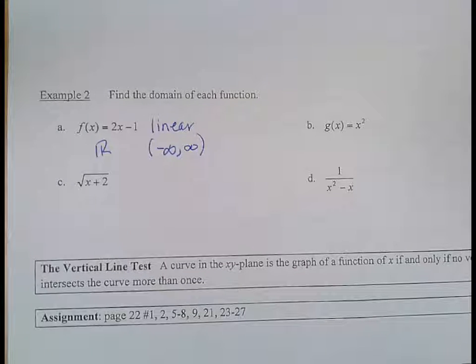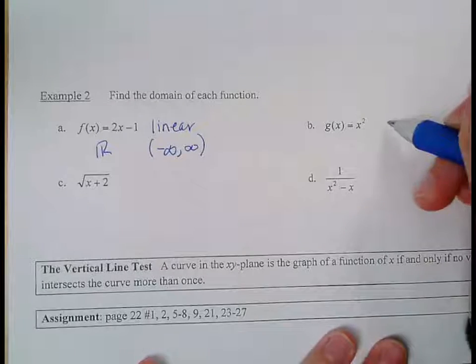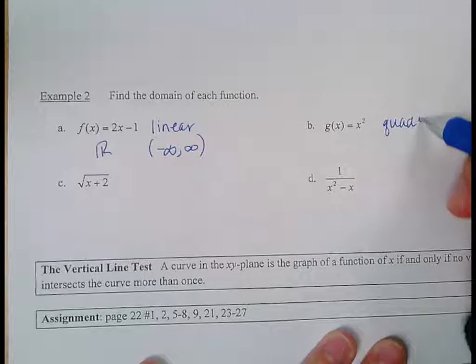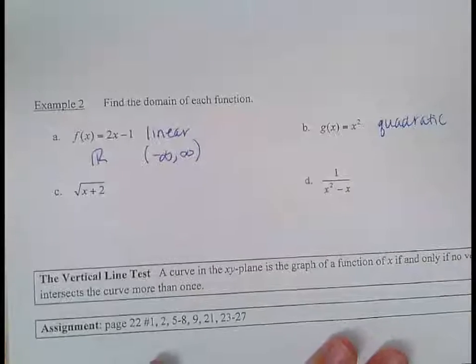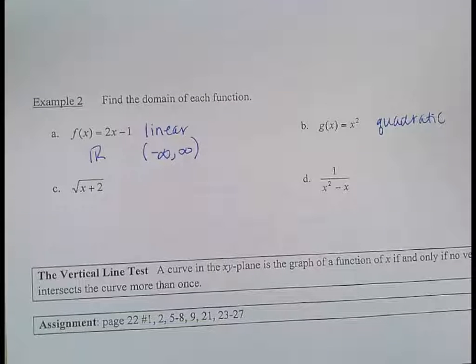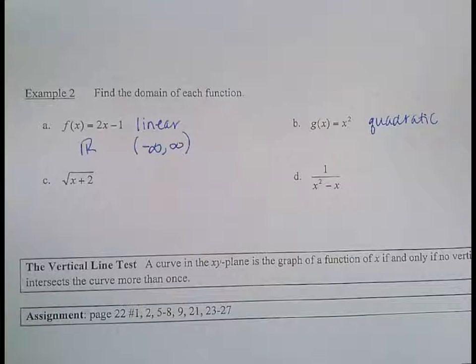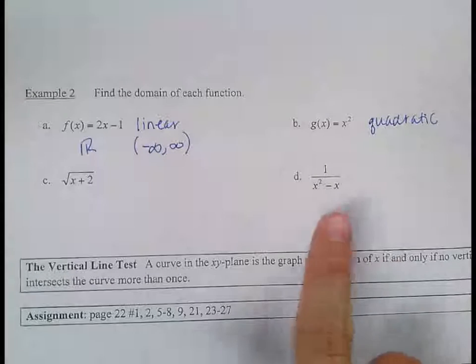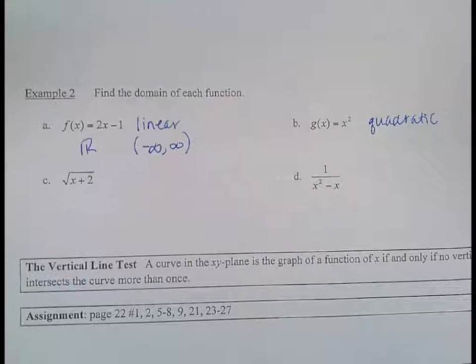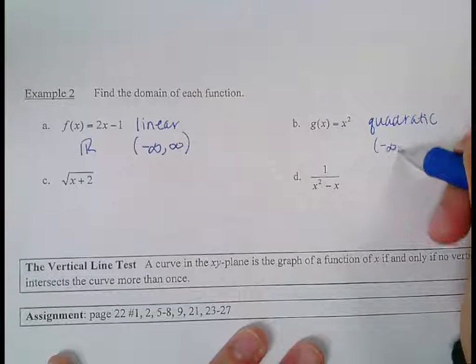Yes, b is quadratic because you have an x squared. And all quadratic functions have the same domain as well, which is what? That'd be the range. But they all, well, they don't all have that if it's shifted, but that would be the range of x squared. Domain, yep, is all real numbers again, so negative to positive infinity.